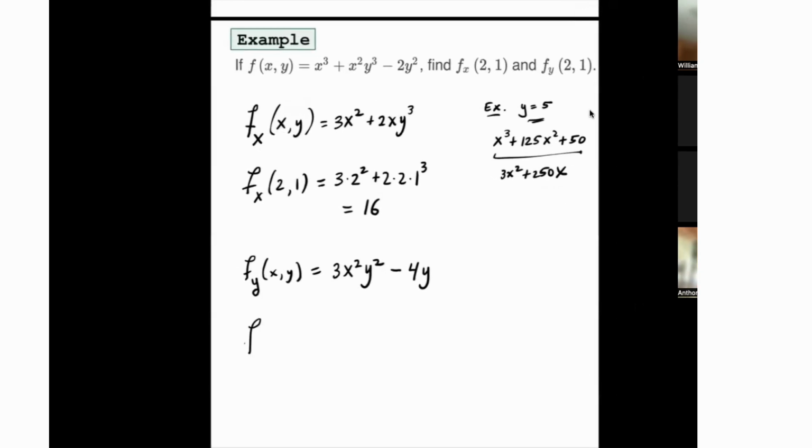And so to calculate that at a given point, again, we can just substitute, minus 4 times 1. This works out to 8.